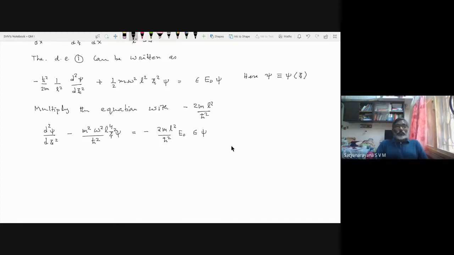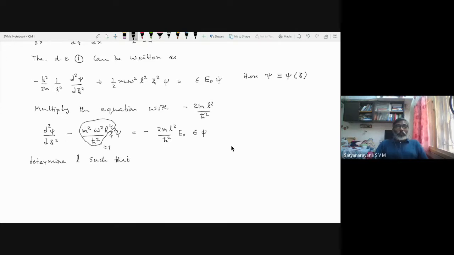Okay. Now this is an important trick, so I want you to observe this. We have a freedom to determine L such that this coefficient is equal to 1.